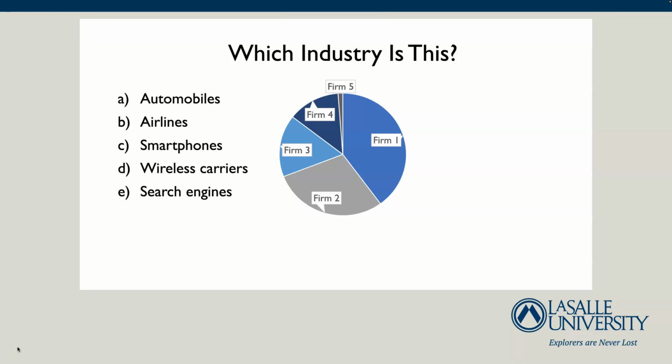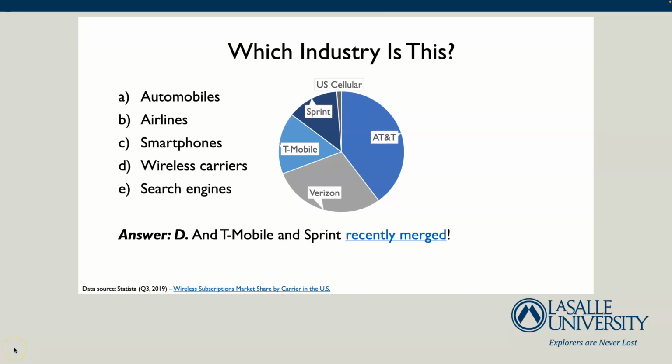Is this the auto industry in the US, the airline industry, the market for smartphones, the market for wireless carriers, or the market for search engines? If you answer D, that would be the correct answer. This is the market for wireless carriers. You can see that AT&T has the 39.9% market share, followed by Verizon, and then T-Mobile and Sprint. You should note though that T-Mobile just recently acquired Sprint, so that is merged in this pie chart. And this is essentially the overall breakdown of market shares for that industry and also the HHI for that industry.